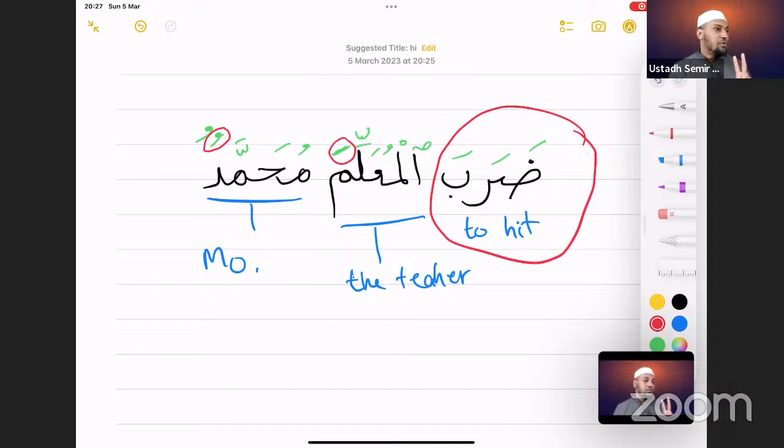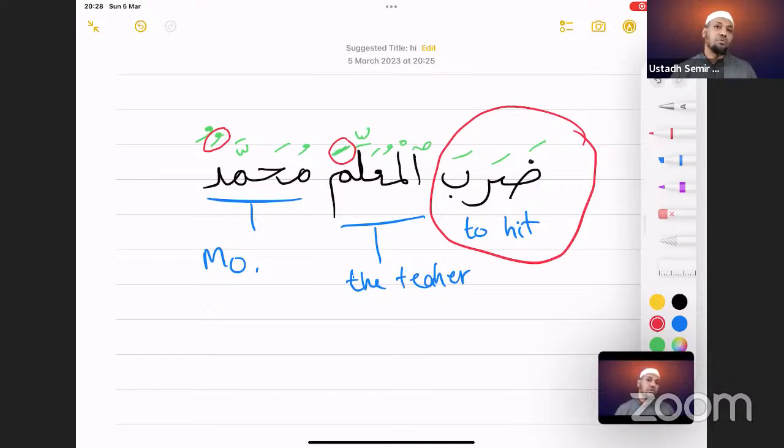I would say there are two ways of doing this: either by studying sarf, which is, I think, the more complicated way, or by getting exposure to the language. The more exposure you have, you read more, you listen more, you have more examples of sentences, and with that, inshallah, you will be able to deduce.